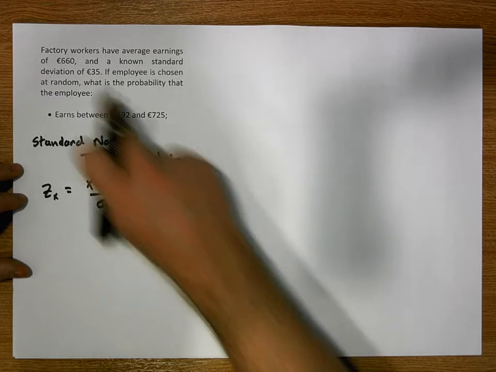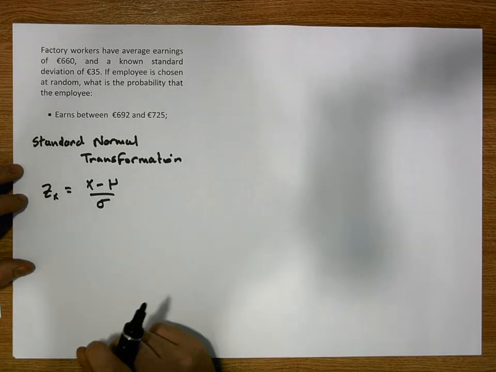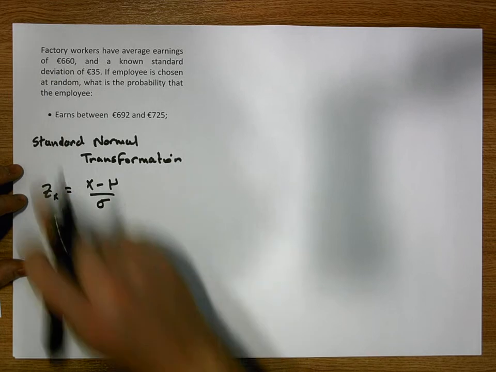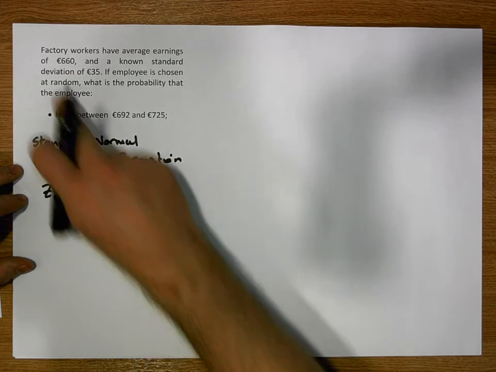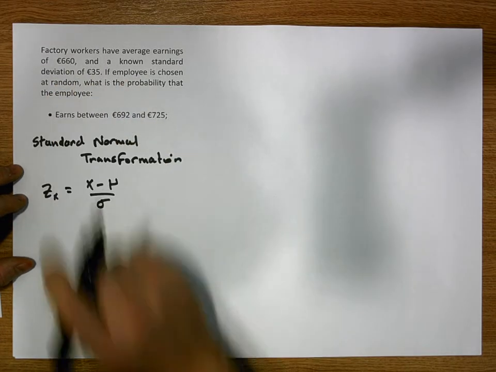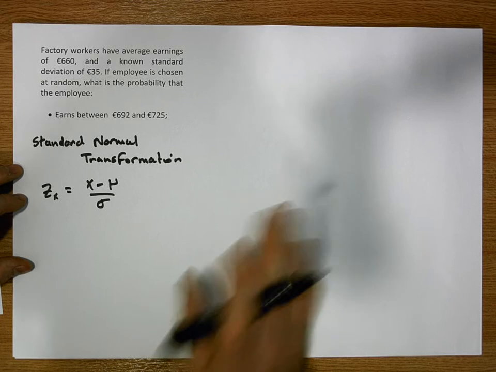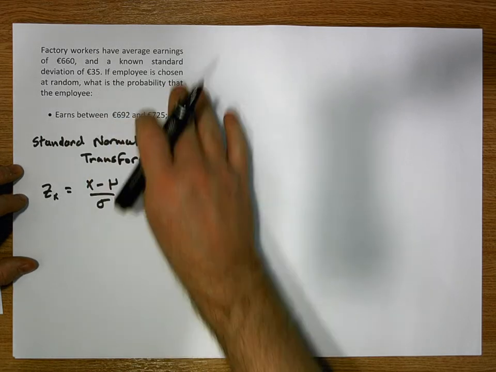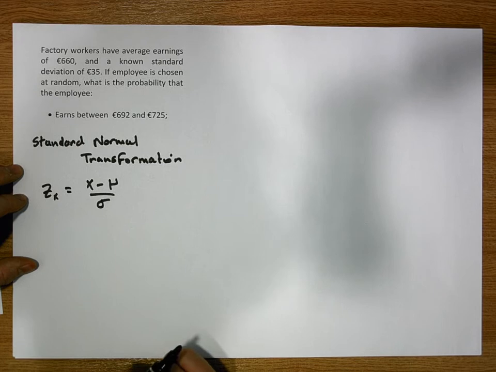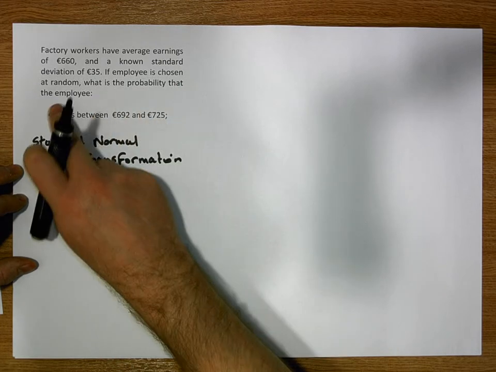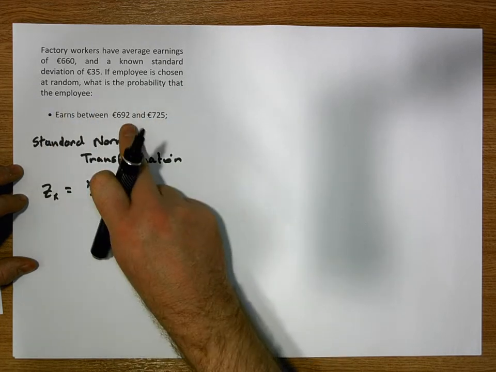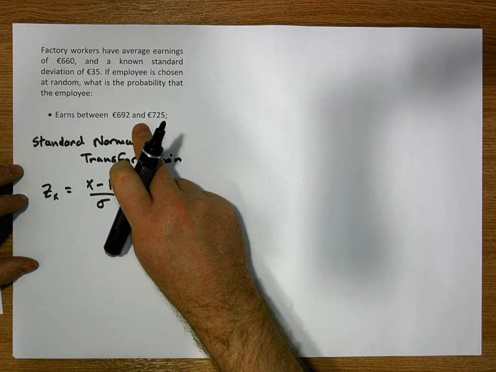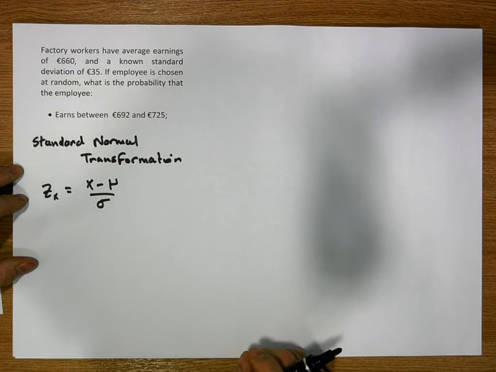Okay, so factory workers have average earnings of 660 euros, and we know that these earnings have a standard deviation of 35 euros. And in this question here, we're being asked, if an employee is chosen at random from this particular population, what is the probability that the employee earns between 692 euros and 725 euros?